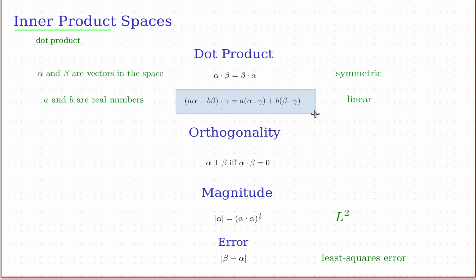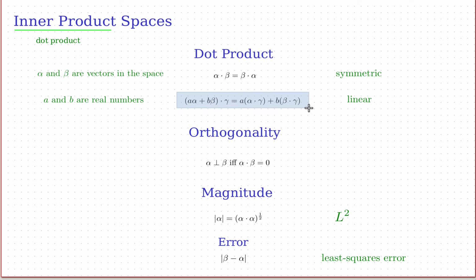Then there's the property of linearity. So it's basically a kind of distributive property. So it says that if you take a linear combination of alpha and beta, so A times alpha plus B times beta, it's a linear combination of two vectors, and then dot that linear combination with a third vector, gamma, then you can split that up into two terms, one which is A times the dot product of alpha with gamma, and then the other one is B times the dot product of beta with gamma. So in one sense, it says that the dot product with the sum is the sum of the dot products, and it also says that you can always pull out scalar constants. You can always pull them out front.